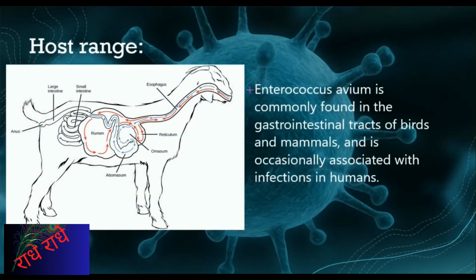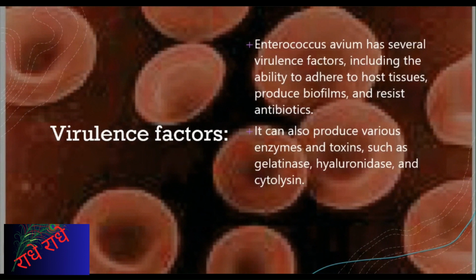Enterococcus avium is commonly found in the gastrointestinal tracts of birds and mammals, and is occasionally associated with infections in humans. Enterococcus avium has several virulence factors, including the ability to adhere to host tissues, produce biofilms, and resist antibiotics. It can also produce various enzymes and toxins, such as gelatinase, hyaluronidase, and cytolysin.